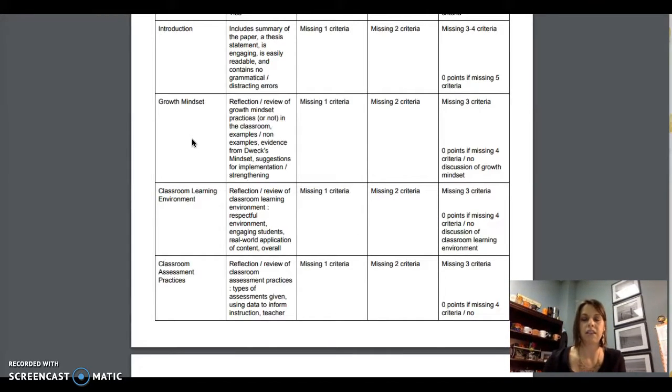If you are in a setting where you are not seeing growth mindset practices, what are some ways that you would recommend to implement or to strengthen that practice? As you're working through your paragraph, at least one paragraph, make sure that you are citing evidence from the book to support what you wish you would have seen or what you suggest for classrooms to do.